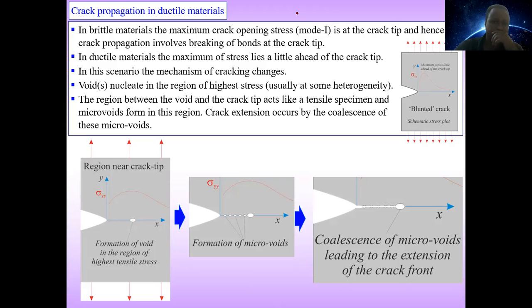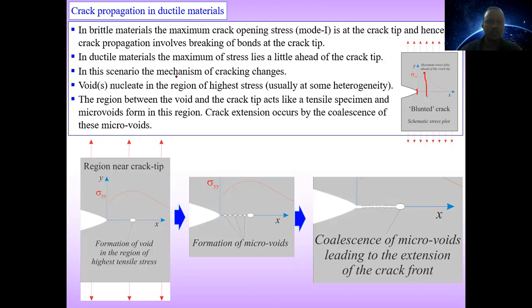So in ductile material, the maximum stress lies a little ahead of the crack tip, as we have discussed. So it is here, ahead of the crack tip. The crack tip is here. Here it is a blunt crack, and we can observe stress ahead of the crack. So in this scenario, the mechanism of cracking changes.